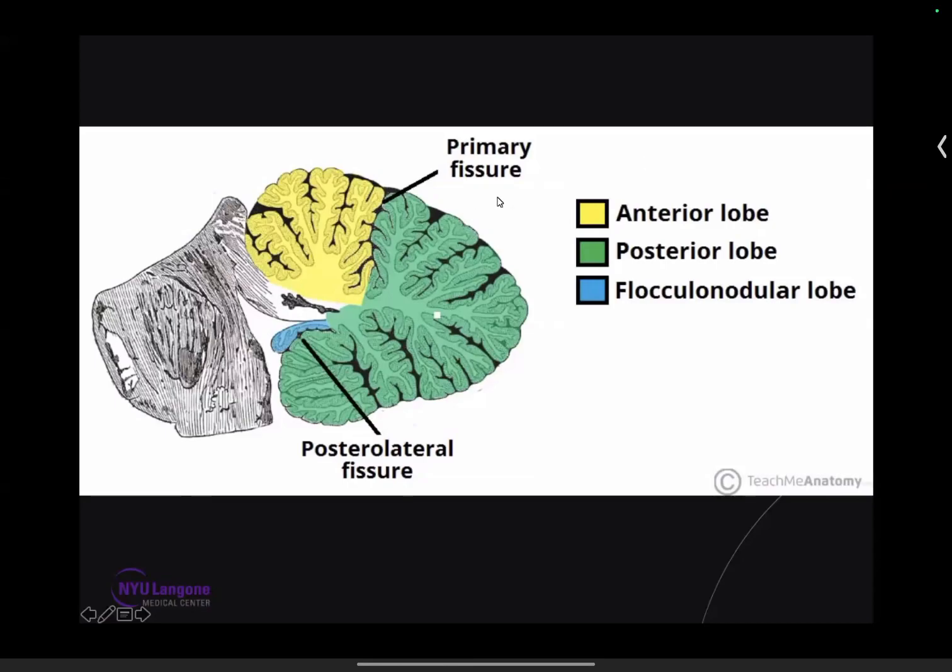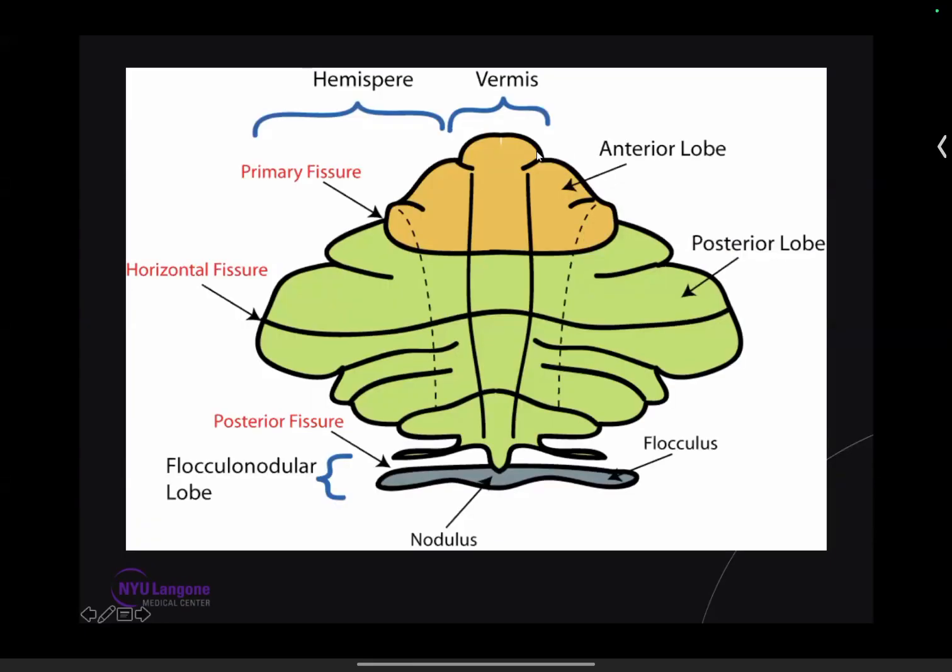Some of these images are taken from the internet, and you can see this is the anterior lobe of the cerebellum, which is separated from the posterior lobe, the biggest portion, by the fissure called the primary fissure, right? And then there's another fissure, the posterolateral fissure, which separates the smallest portion of the cerebellum, the flocculonodular lobe. This is a coronal representation. The vermis is in the center. We usually talk about the vermis and the cerebellar hemispheres, and you can divide them into anterior and posterior lobes and the flocculonodular lobe.